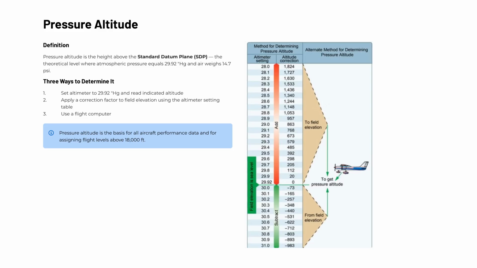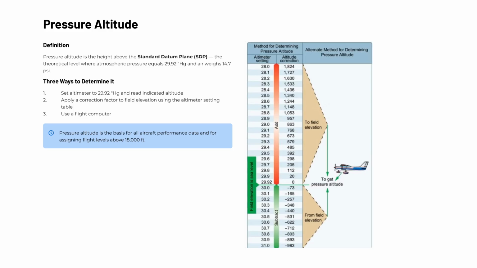There are 3 practical ways to determine pressure altitude. The simplest method is to set your altimeter's Kollsman window to 29.92 and read the indicated altitude directly. You can also apply a correction factor to your field elevation using the altimeter setting conversion table. A flight computer can also be used to calculate it quickly.